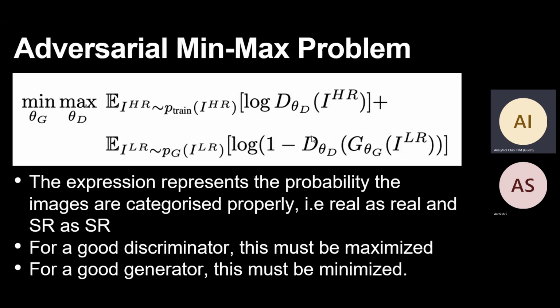As for the generator, you want it to be able to fool the discriminator. So it wants a value of 1 for all of the generated images as well. When the generated image gets a value of 1, the second term would go towards minus infinity, right? Because log of a value approaching 0 goes towards minus infinity. So for a good generator, you want to reduce this value.